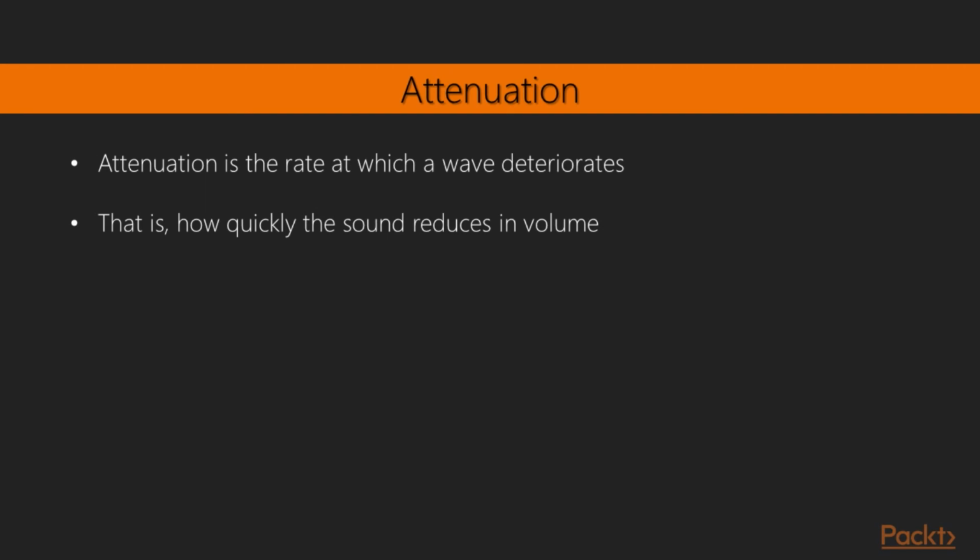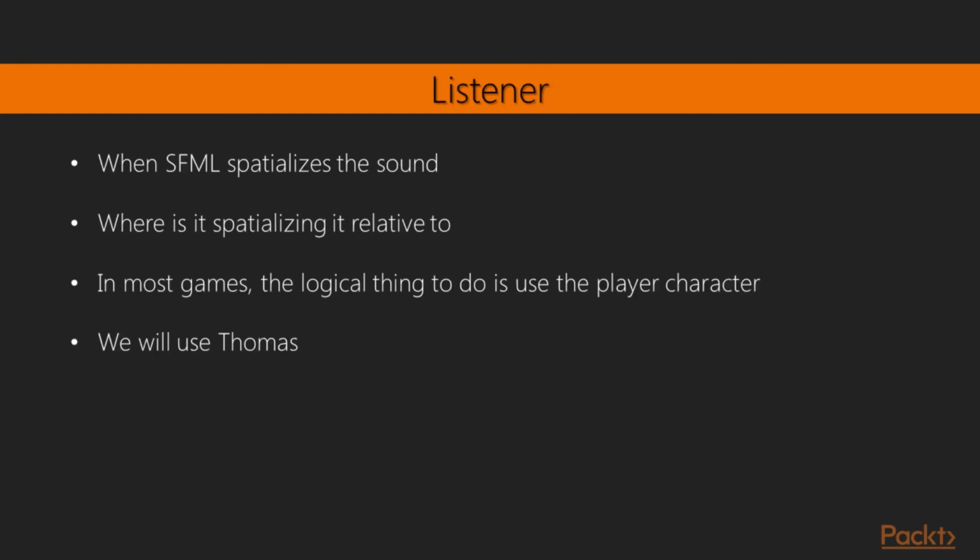The next factor we need to be aware of is attenuation. Attenuation is the rate at which the wave deteriorates. You could simplify that statement and make it specific to sound by saying that attenuation is how quickly the sound reduces in volume. It isn't technically exact, but it is a good enough description for the purposes of this section. The final factor we need to consider is the listener. When SFML spatializes the sound, where is it spatializing it relative to? In most games, the logical thing to do is use the player character. In our game, we will use Thomas.